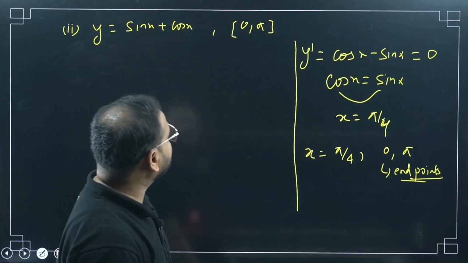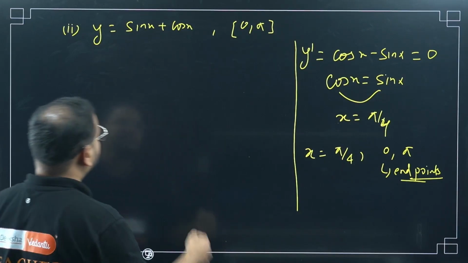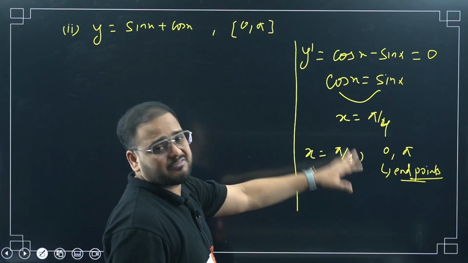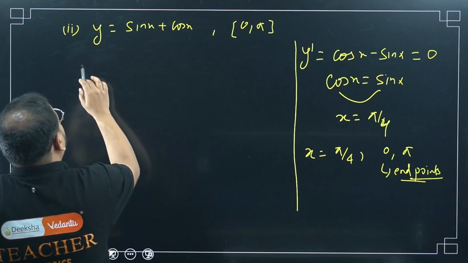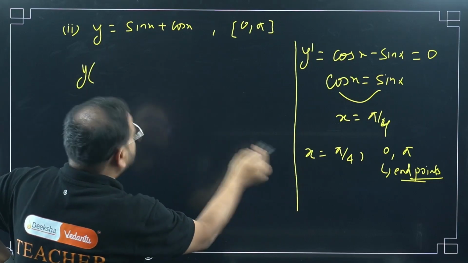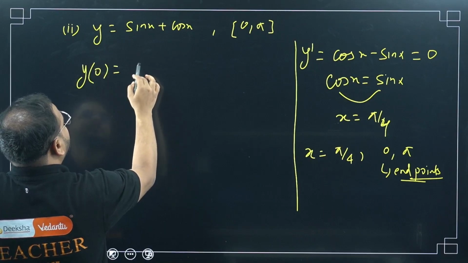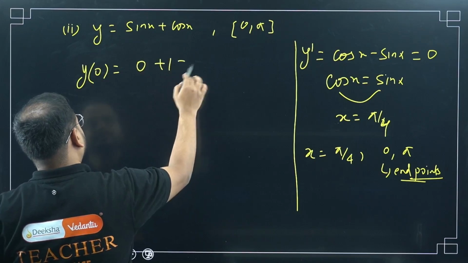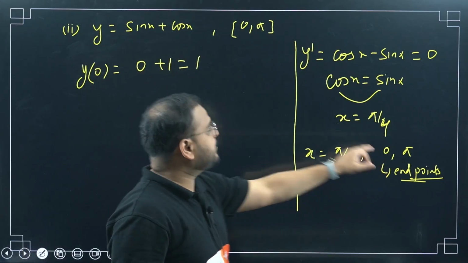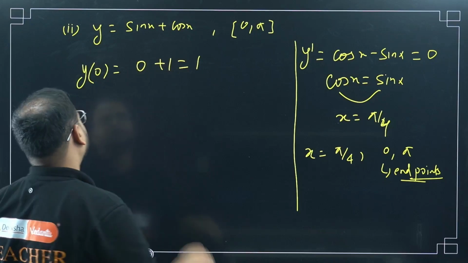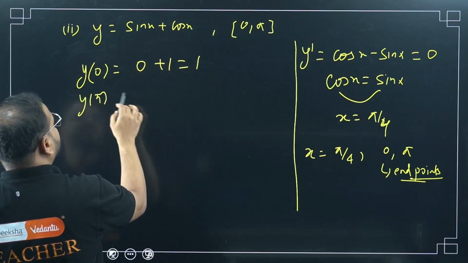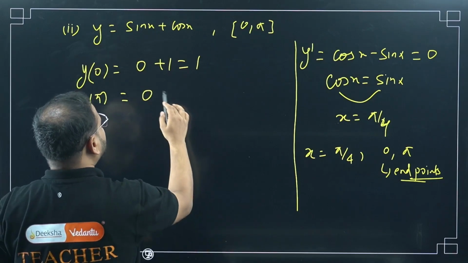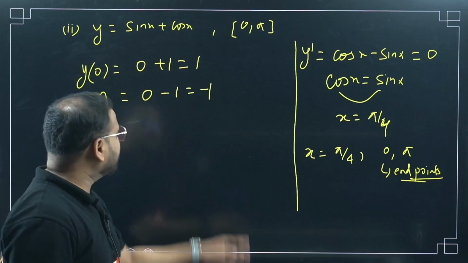Okay, so let's quickly find it. I can find y double dash also, but we don't have to, because we have the point. We have the function. Let's substitute directly. Let me find y at 0 first. Sin 0 is 0 and cos 0 is 1. So 1. I am putting 0 in place of x. Now I am putting pi. Sin pi is again 0 and cos pi is minus 1. So our values are minus 1 and 1.